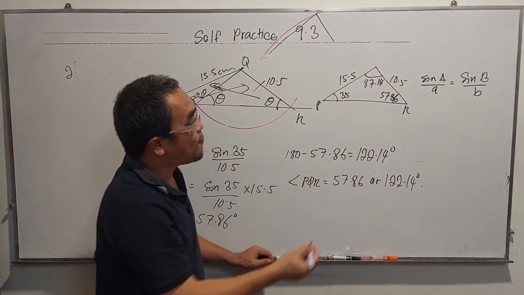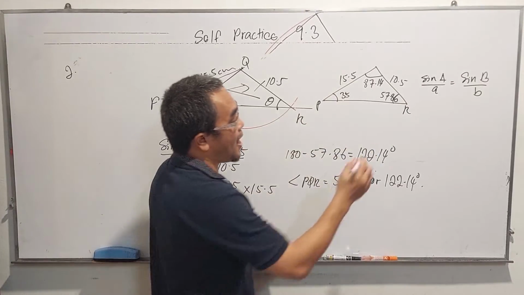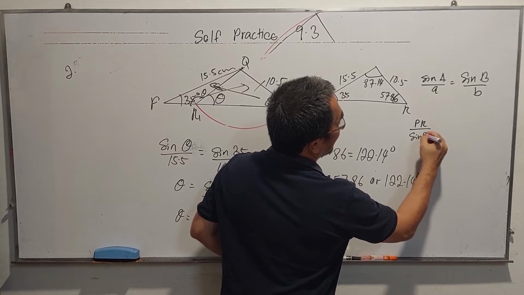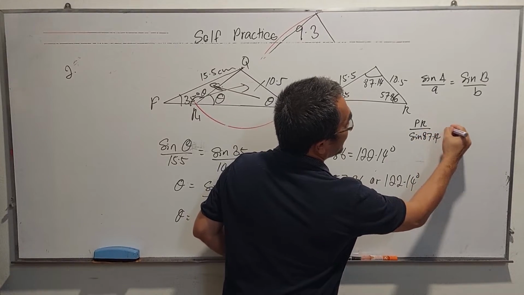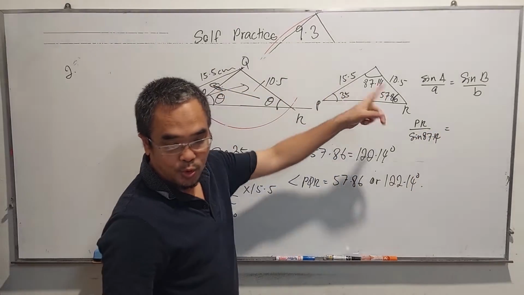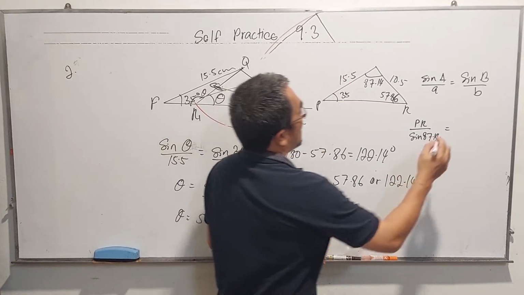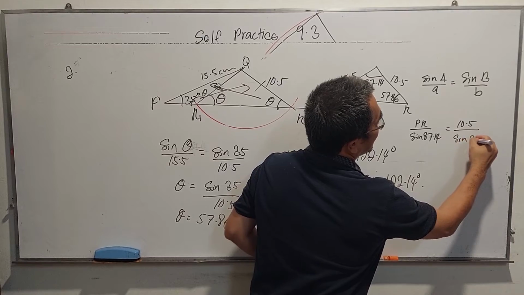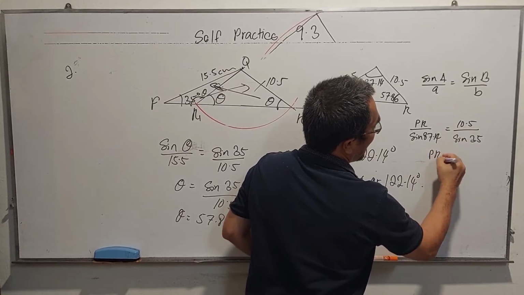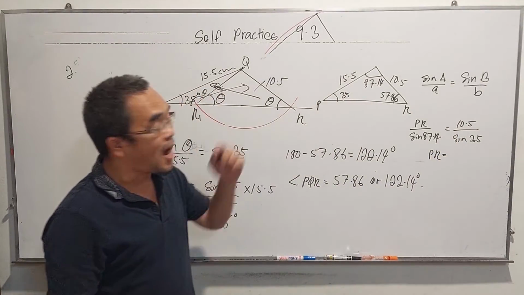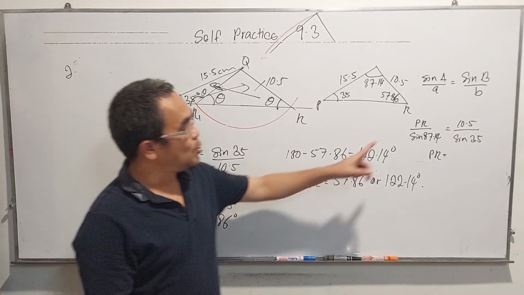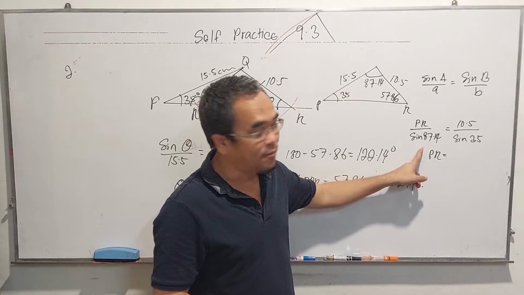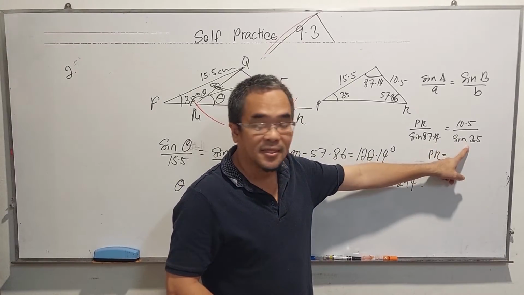87.14. Therefore, in order for us to calculate PR, we say PR over sine 87.14 equals, you can use any one of them, let's say I'm using 10.5 over sine 35. So then I can get the value of PR. You move to the other side: 10.5 times sine 87.14 divided by sine 35.